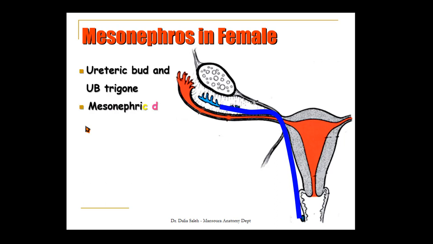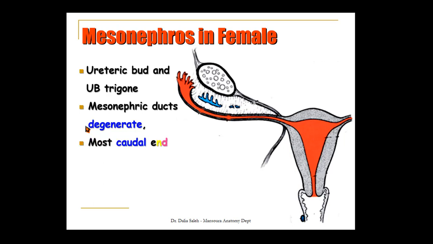However, the rest of the mesonephric duct will degenerate, except for the most caudal end of the mesonephric duct, which will give something called the Gartner duct, found on the lateral wall of the vagina. Sometimes this remnant gets enlarged and forms a Gartner cyst.